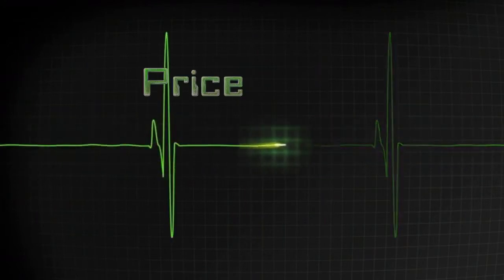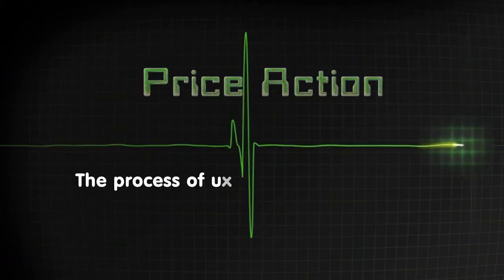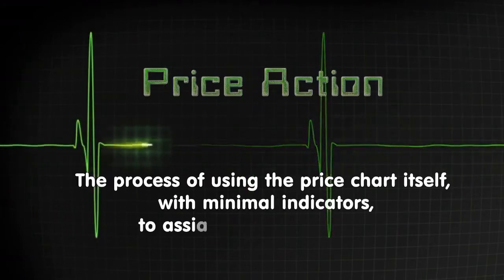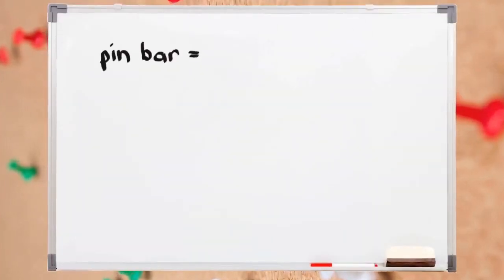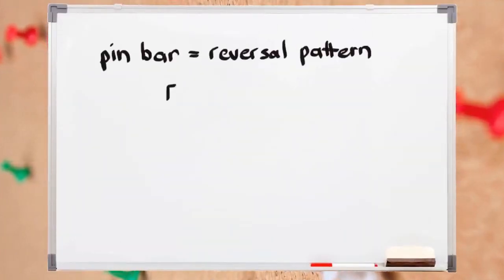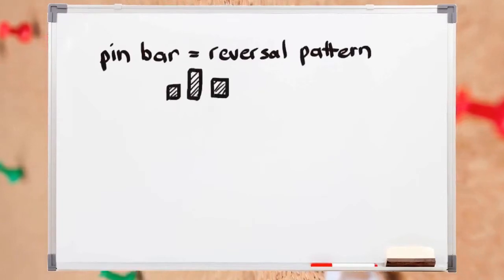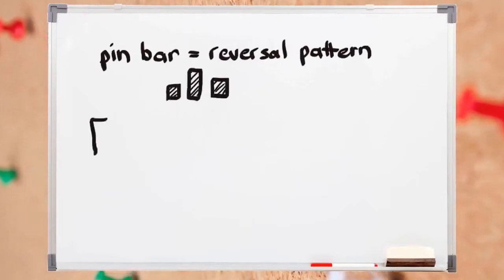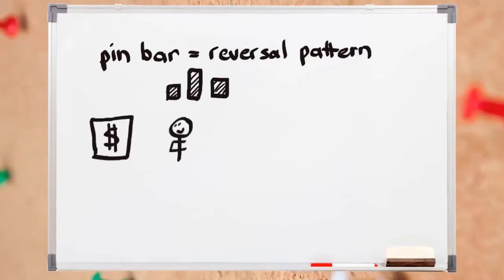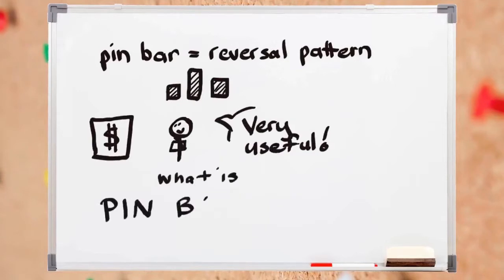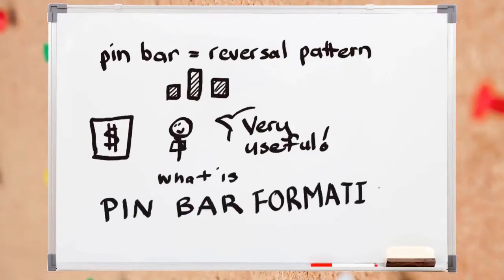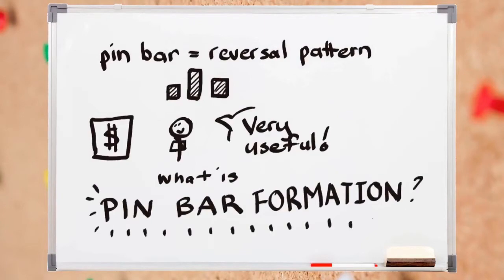It can be really reliable and has to do with all those spikes that you sometimes see. Remember what price action is? It's the process of using the price chart itself with minimal indicators to assist in trading decisions. The Pinbar formation is actually a price reversal pattern consisting of 3 bars. Once familiarized with Pinbar formation, it is apparent from looking at any price chart just how useful this pattern can be. Let's go over exactly what a Pinbar formation is and how you can take advantage of the Pinbar strategy in the context of the Forex market.